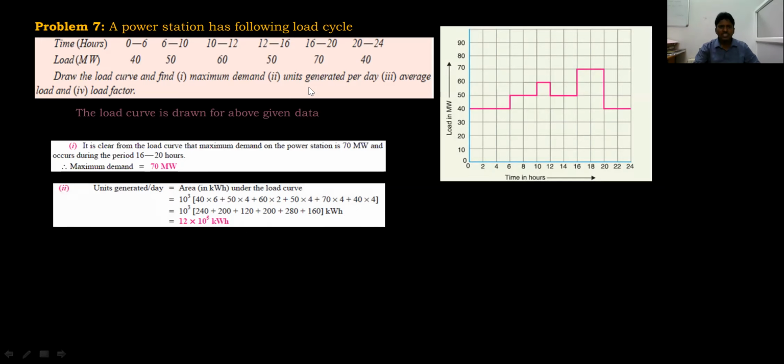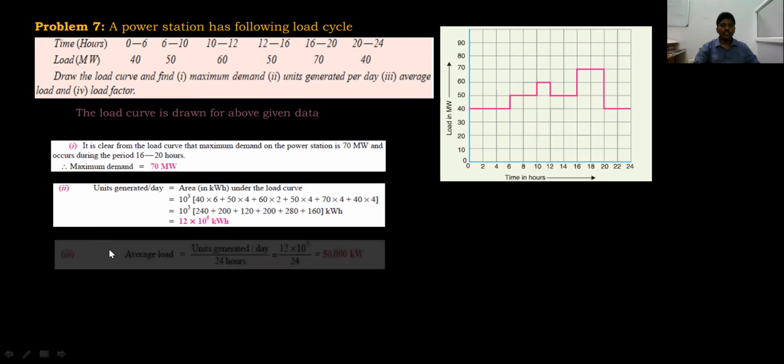And as I already told you, the average load is equal to the number of units generated per day divided by 24 hours. Therefore, the average load is equal to units generated per day, 12 into 10 power 5, divided by 24, which gives you the average load.